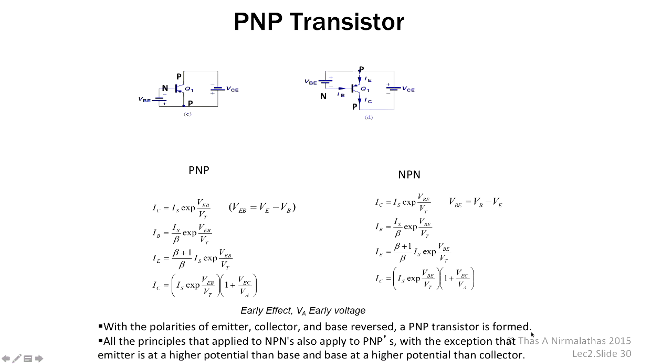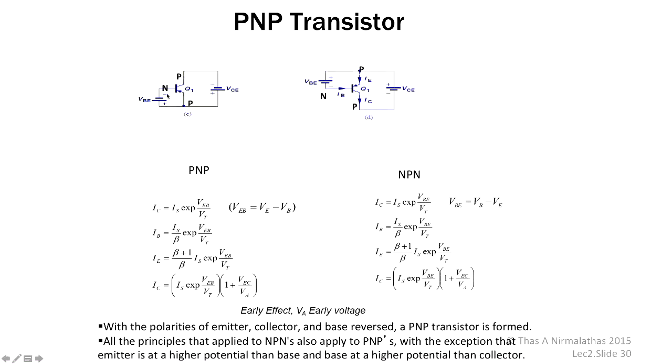With the exception that the emitter is at a higher potential than the base, and the base at a higher potential than the collector. When it is a PNP, you have to make sure that we follow the same rule. Even in the PNP, the base and the emitter should be forward biased, so you have to give voltage biasing accordingly. Base and the collector should be reverse biased.